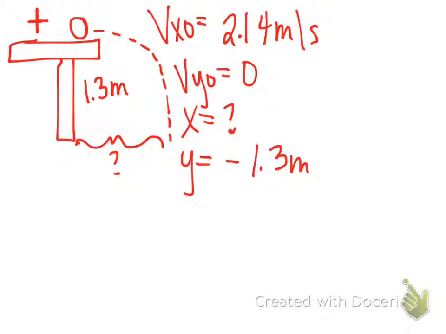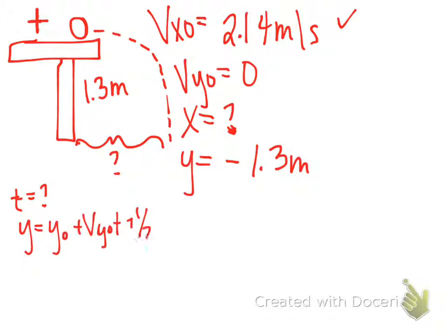So what do we need to look at here? We've got to find time, right? In order to find x, we have to have v sub xo, which we have, but we don't have time. And what equation can we use to solve for time? Yep, we can use y equals y sub o plus v sub yo t plus 1/2 g t squared.